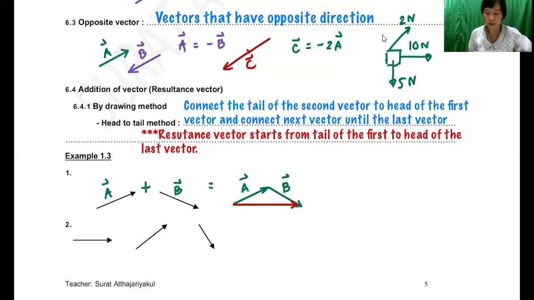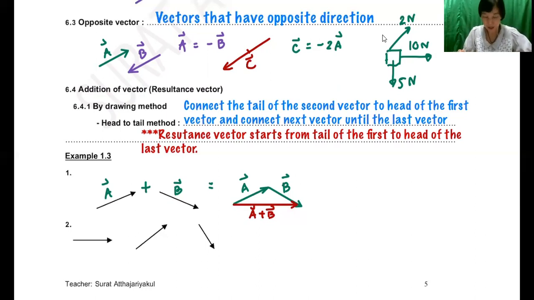Okay, start from the tail of the first vector and point to the head of the last vector. This is very important. Don't forget to draw the arrowhead. It must point in the same direction. It must be at the same point as the head of the last vector. Okay, here is the resultant of A plus B. If you start with vector B first and follow with A, you will get the same resultant as this vector. Okay?